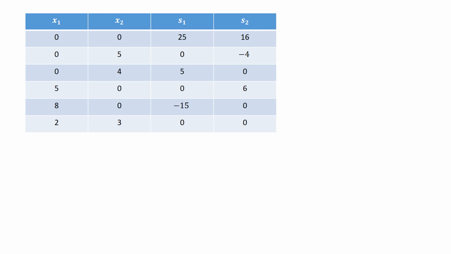And so you can continue to look through the table and you can see in row 2 our variables x1 and x2 are 0 and 5, slack variables 0 and -4, and so on.